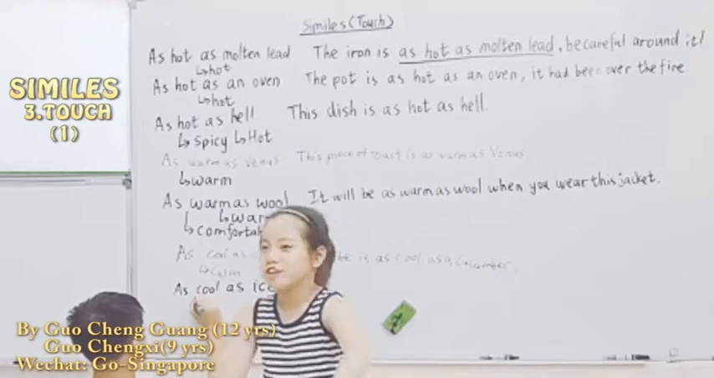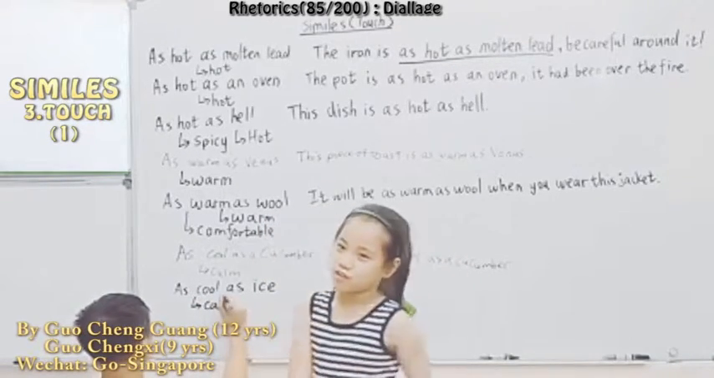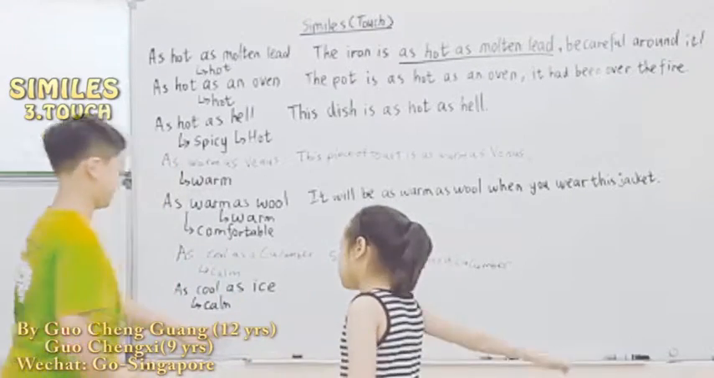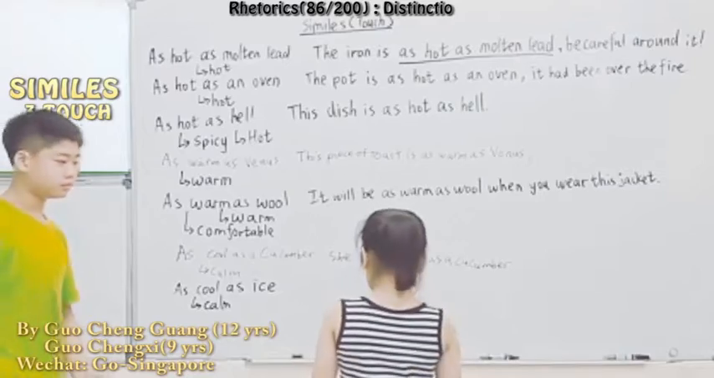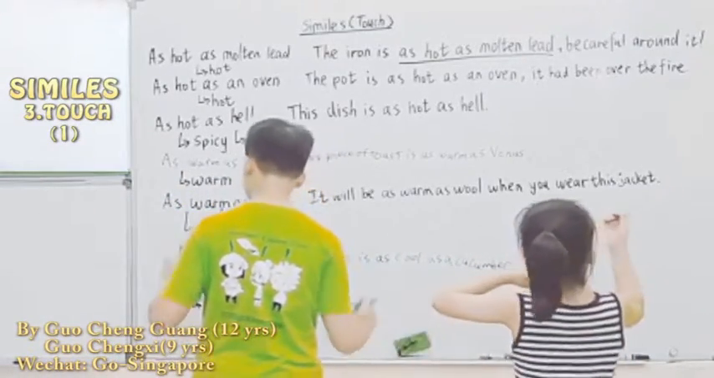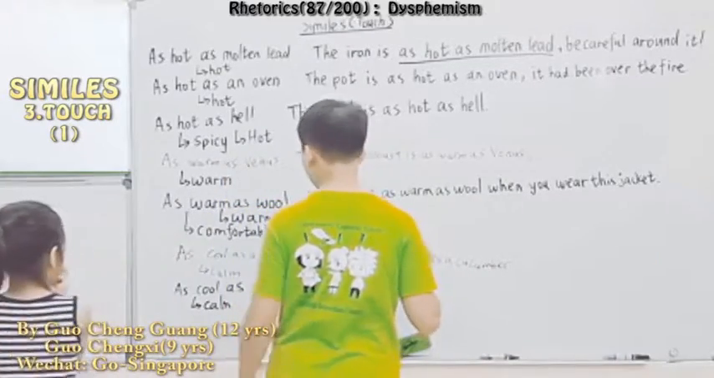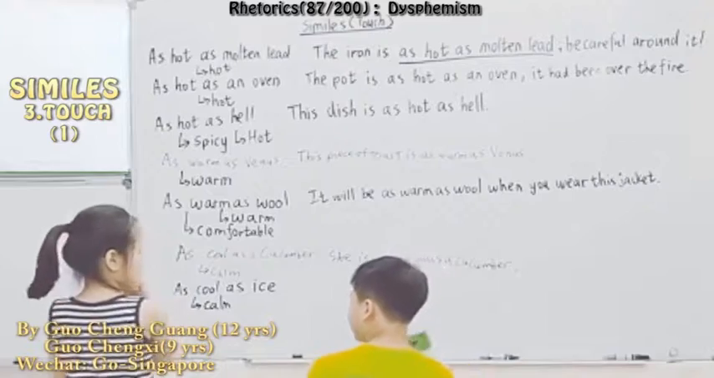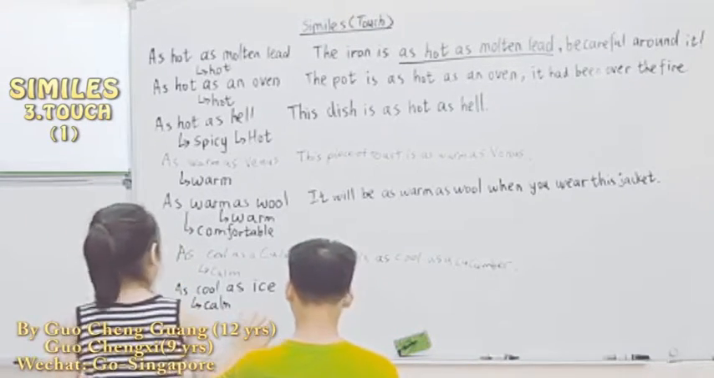As ice, usually when you're after a very hot day, then you drink cold ice. But this means calm. It doesn't mean cool. But I'll say about the definition for cool later, which cool can also be used for cold, right? Okay. So as cool as ice.